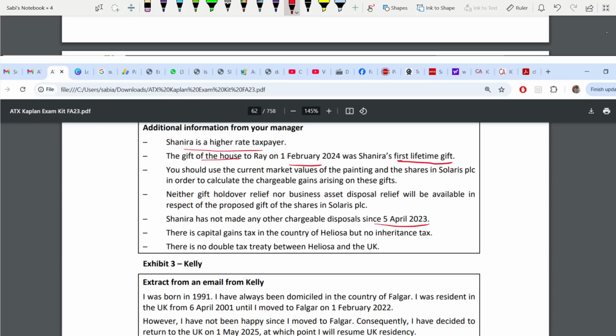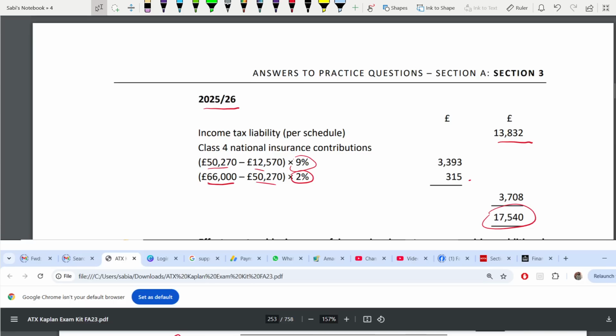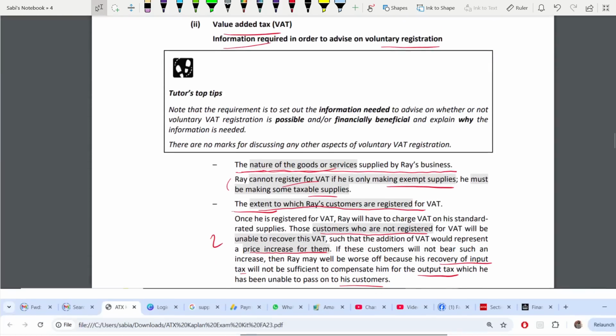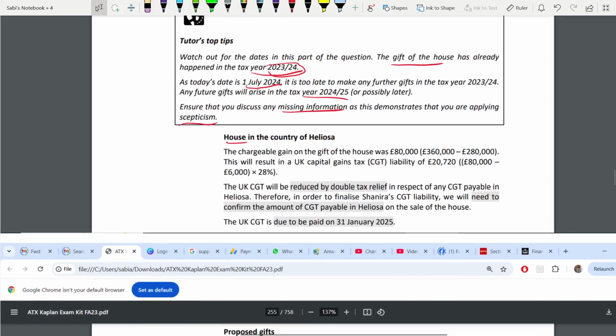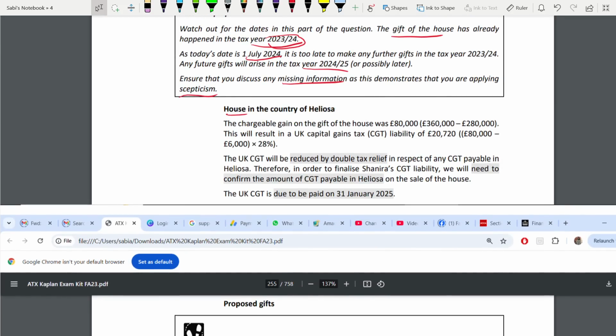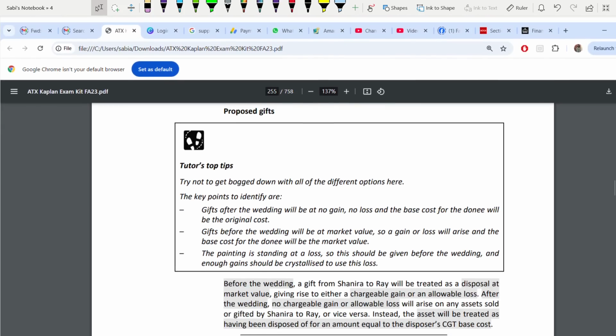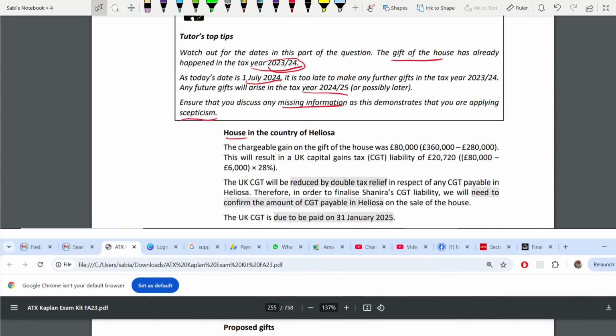There is a capital gains tax in the country of Heliosia, but no inheritance tax. And there is no double tax treaty between Heliosia and the UK. So from the value and the cost, we can find out the gain on the house. Since they have not given us any information regarding how long it was occupied, we don't have to calculate principal private residence relief. So just take the value and the cost and get the gain. This is the gain, 80,000.